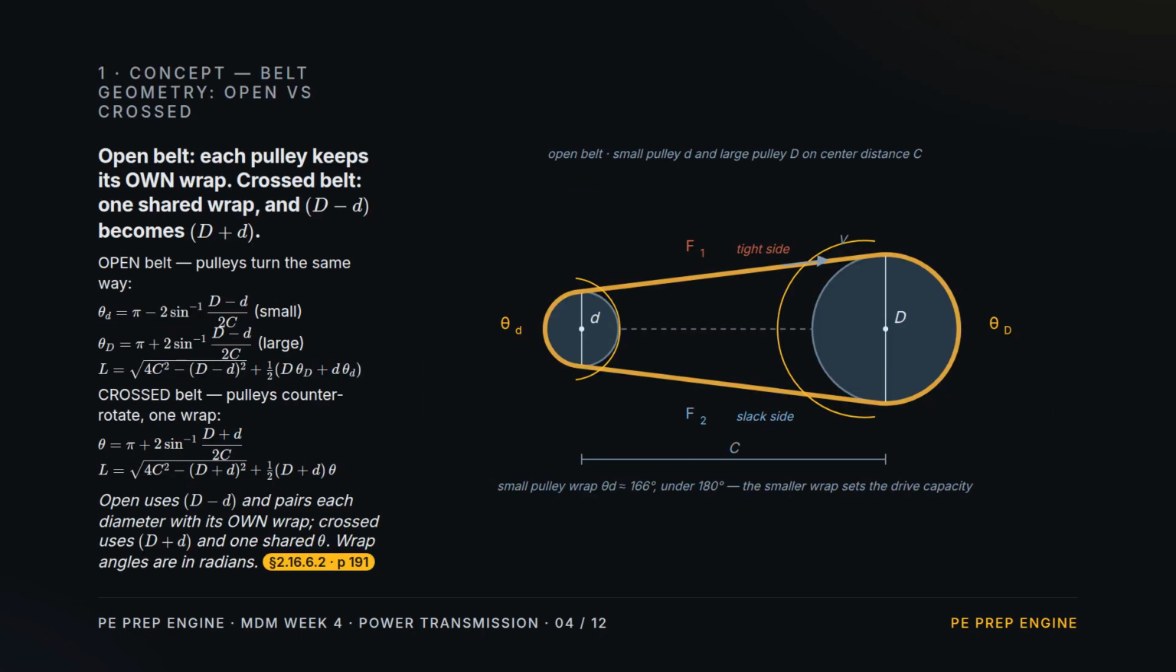Concept 3. Belt geometry. On an open belt, the two pulleys turn the same way, and each keeps its own wrap. The small pulley gets pi minus 2 arcsine of (D minus d) over 2C, the large pulley pi plus that same term. The belt length adds the two straight spans to half of each diameter times its own wrap. Cross the belt, and the pulleys counter-rotate. Now there's a single wrap, and every D minus d becomes D plus d. Same skeleton, one sign flips.